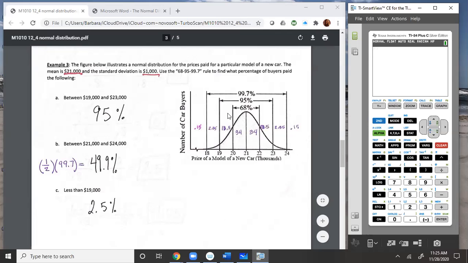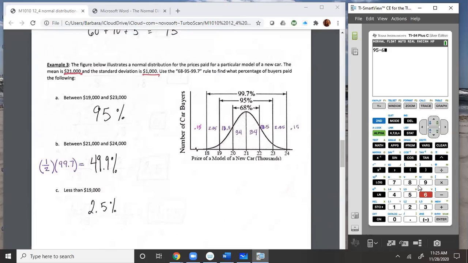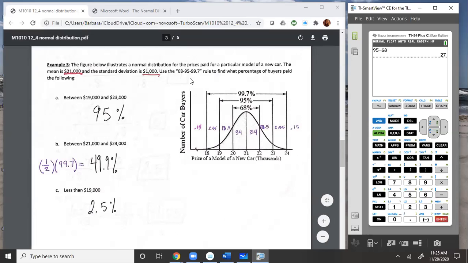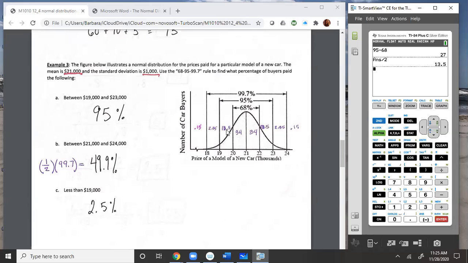To find out what goes here, we take 95 and subtract 68. That's what's left to go into these two regions, but we need to divide it by 2, and we're left with 13.5% in each of these regions, and that's within 95% of the data. Then we go to the next, the 3 standard deviations within the mean.